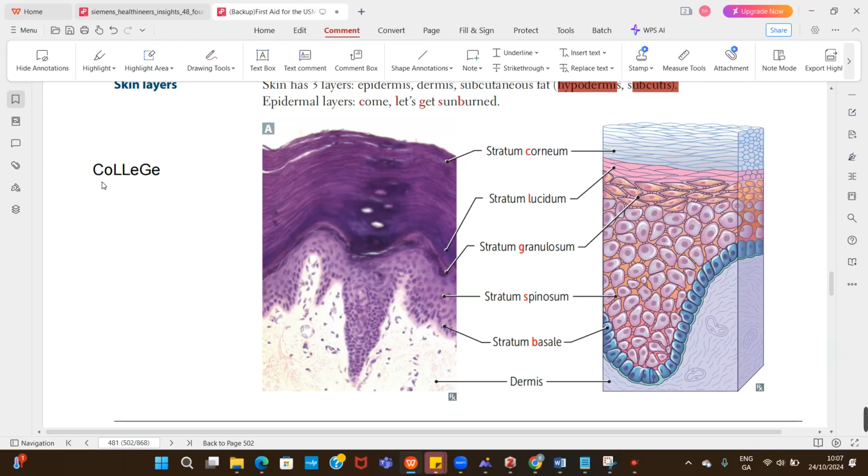So the CO is standing for the corneum. The double L is standing for the lucidum. You omit the E, then you are back to the G, which is the stratum granulosum.